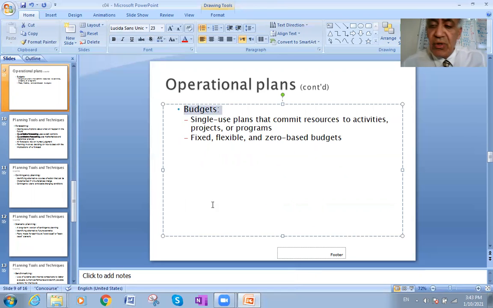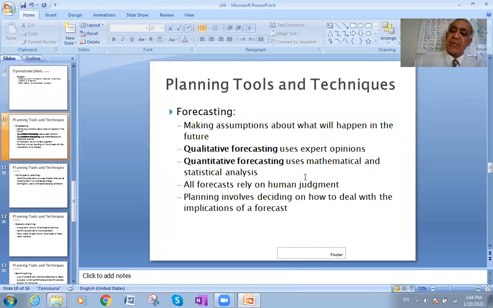Budgets, we usually hear the word budget. A budget is like what you are going to do set in numbers. I will produce 100,000 units. This 100,000 will cost me like this. So it is a single use plan that commits resources to activities, projects, or programs. We have three kinds of budgets: fixed, flexible, and zero based budget.